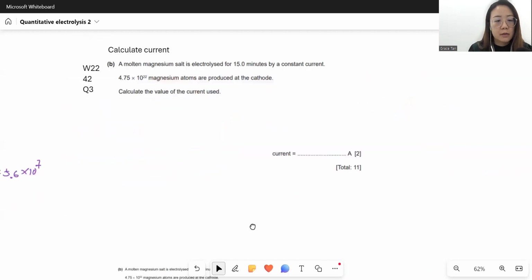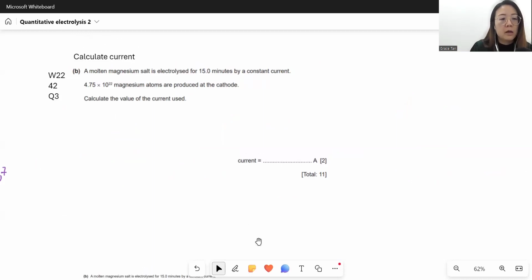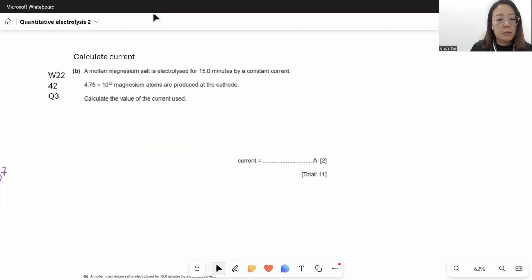This question asks us to calculate the current. Similar, but the question is just different. Now let's look at winter 22, paper 42, question 3B. Molten magnesium salt is electrolyzed for 15 minutes by a constant current. 4.75 times 10 to the power 22 magnesium atoms are produced at the cathode. So the cation moves to the cathode.